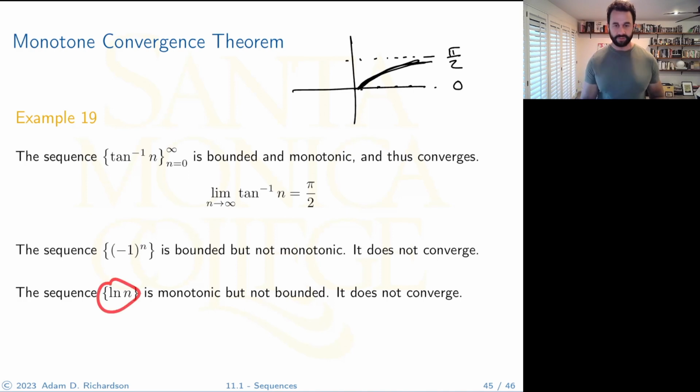How about natural log of n, right? The sequence natural log of n, it's monotonic, but it's not bounded. And in this case, it doesn't converge. So if you want guaranteed convergence from this theorem, you need both hypotheses. Both hypotheses have to be true.